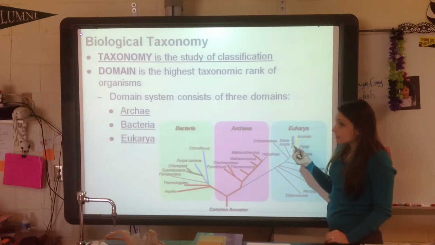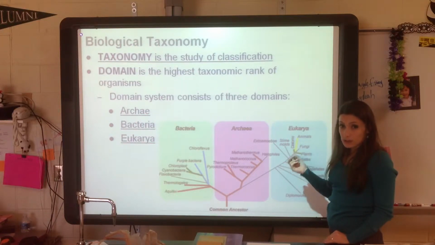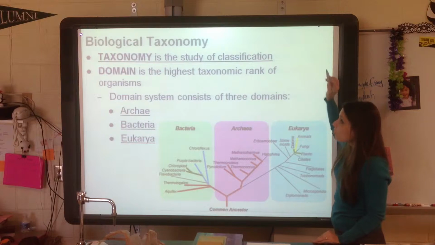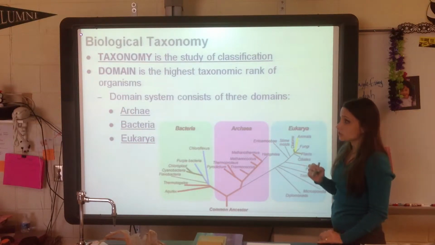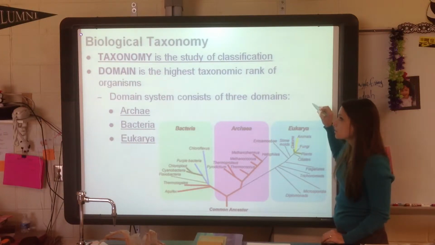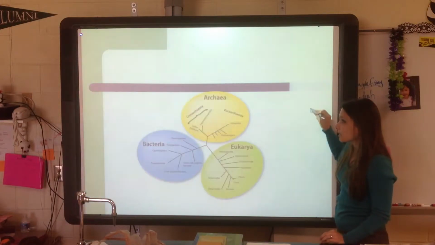What we see is that there are many more levels now than just genus and species. We have a whole study of classification called taxonomy, and domain is going to be the highest taxonomic rank of these organisms. We have 3 domains.